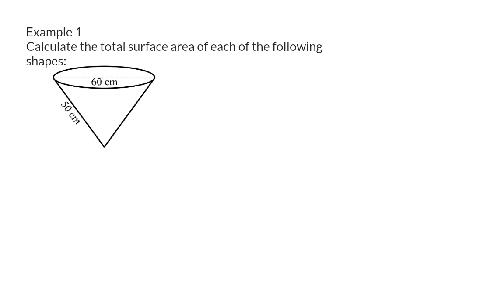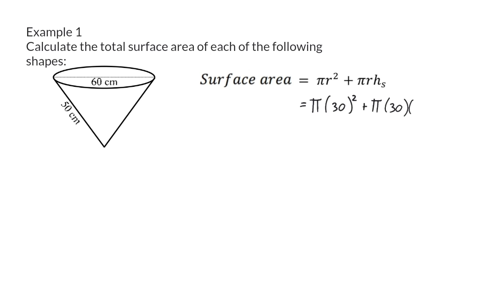Example 1. Calculate the total surface area of each of the following shapes. The first shape is a cone. All the necessary dimensions are given, so we can immediately substitute. In this case, the radius is 30, and in the second part again we need this radius of 30, and then also multiply that by the slant height, which is given as 50 centimeters. So the total surface area of this cone will then be 7,539.82 centimeters squared.